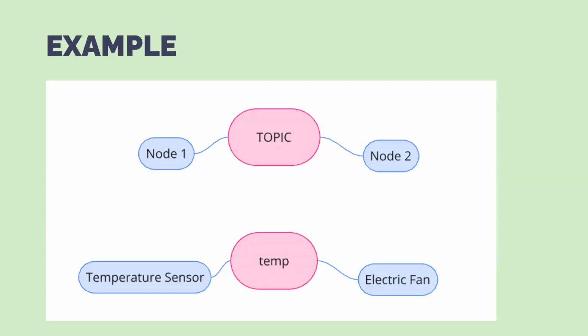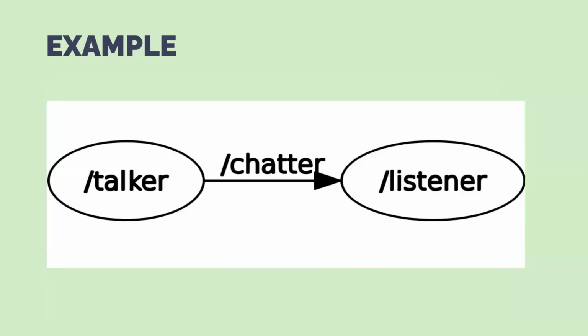I have provided, from last week's example, a visualization of how nodes interact with topics. Node 1 and node 2 are communicating through a topic: I have a publisher node, a temperature sensor, publishing on that topic called temp, and then the electric fan, which is basically a motor, is another node that is subscribed to the temperature topic. So that terminology of publisher and subscriber is just something we use when talking about the different types of nodes or the different communication methods that these nodes are utilizing.